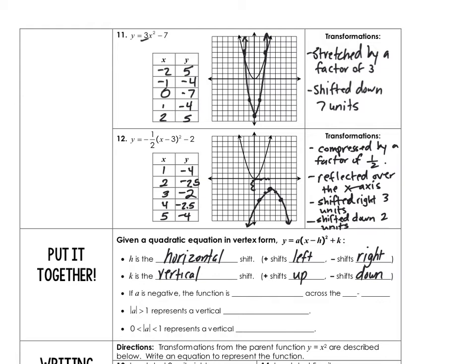If a is negative, the function is reflected across the x-axis. If the absolute value of a is greater than 1, it represents a vertical stretch. And if a is between 0 and 1, it represents a vertical compression. Okay.